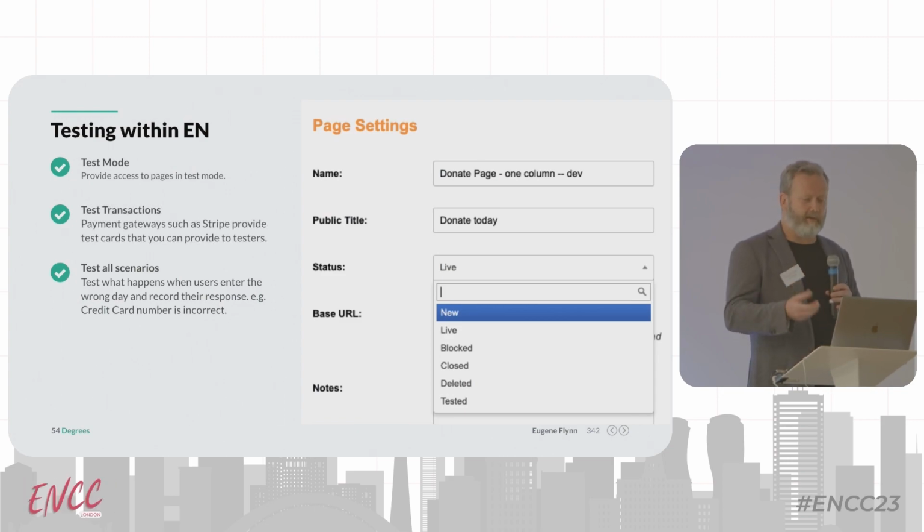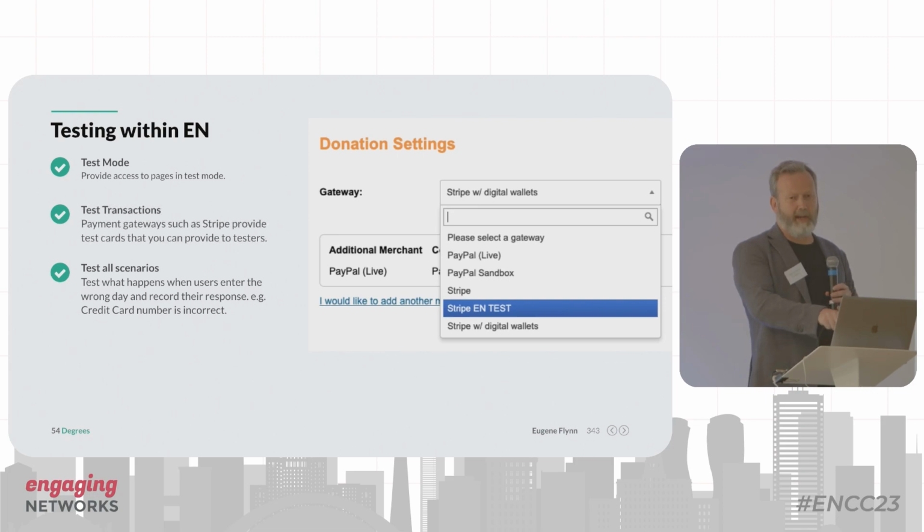First thing is you make sure your page isn't in live mode. I'm pretty sure it's new. I don't set these up in my team anymore, but it is new, isn't it? Yeah, it is new. And also you have test transactions. So make sure that your gateway in donation, so this is all in the admin settings of the individual page, not the cog that you click on. So make sure that your payment gateways are also in test mode.